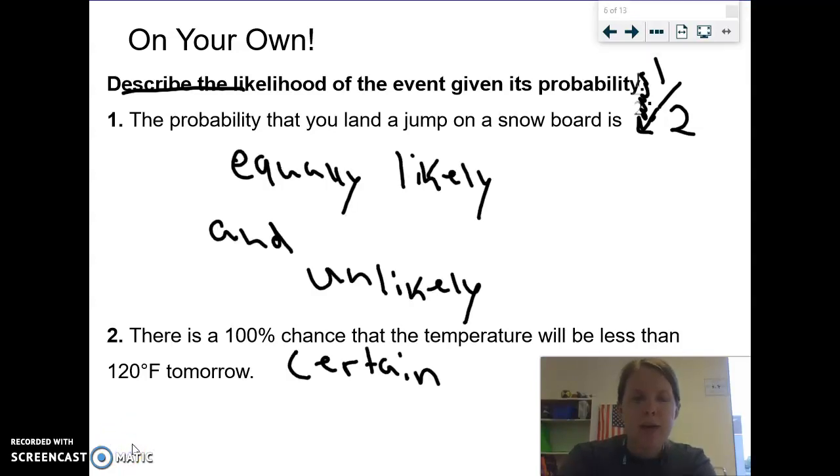Alrighty, welcome on back. So your first one, since the probability is 1/2, that's going to fall into the equally likely and equally unlikely. So that should be your answer. Number 2, you've got 100% chance, so that is certain that the temperature is going to be less than 120 degrees. I don't know where they're measuring, but that's like Arizona, Nevada weather. Like that's hot.